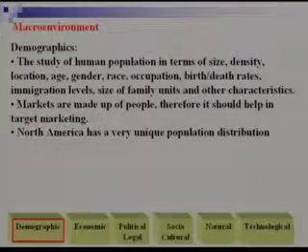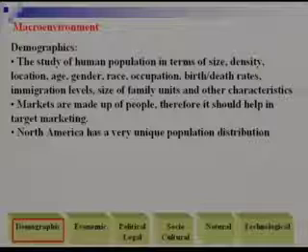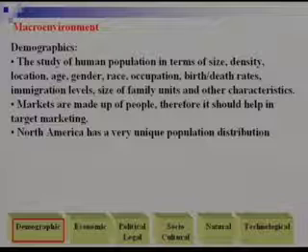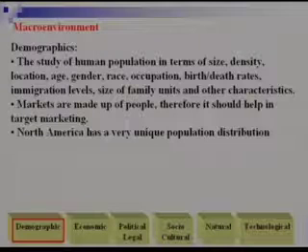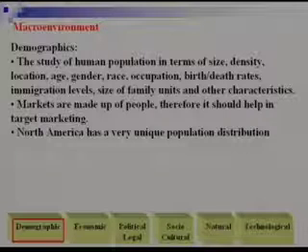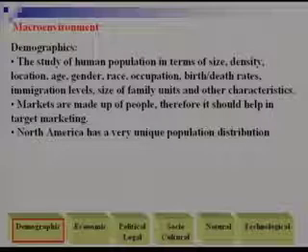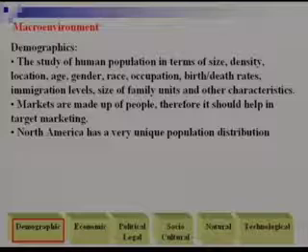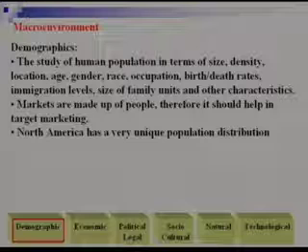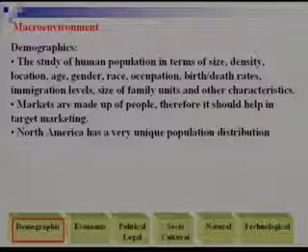Now let's turn to the macro environment, and these are demographic, economic, political and legal, social, natural, and technological forces. And I want to start by talking about changes in demographics. As you can see, these are macro factors. These forces affect almost all companies operating in a particular industry.